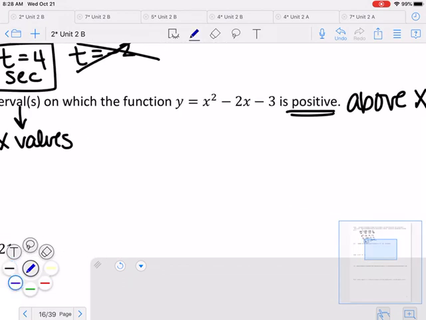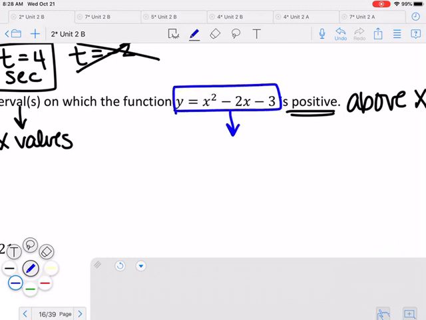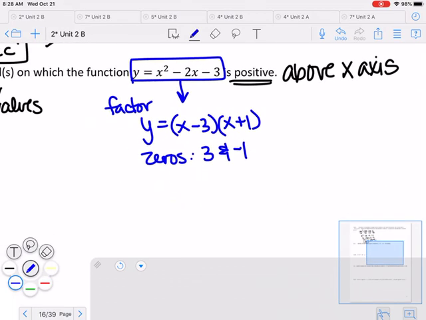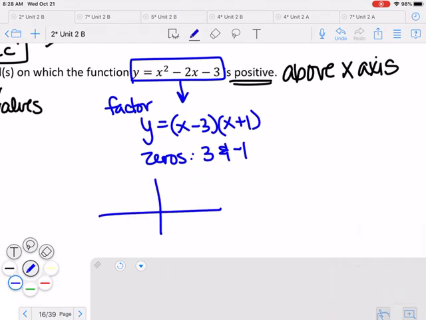So what I want to do is take my function, it's in standard form right now, and we're going to factor it so it's in factored form. Two numbers that multiply to negative 3 and add to negative 2 would be a negative 3 and a positive 1. So that means the zeros, the solutions, are positive 3 and negative 1. That means the parabola is crossing through positive 3 and through negative 1. So the parabola is doing something like this.